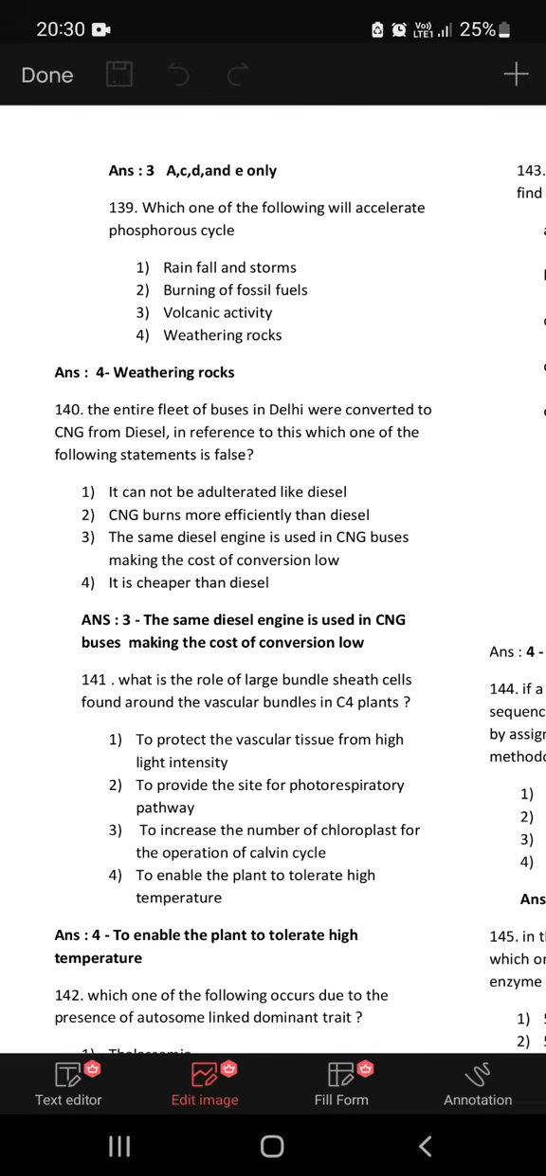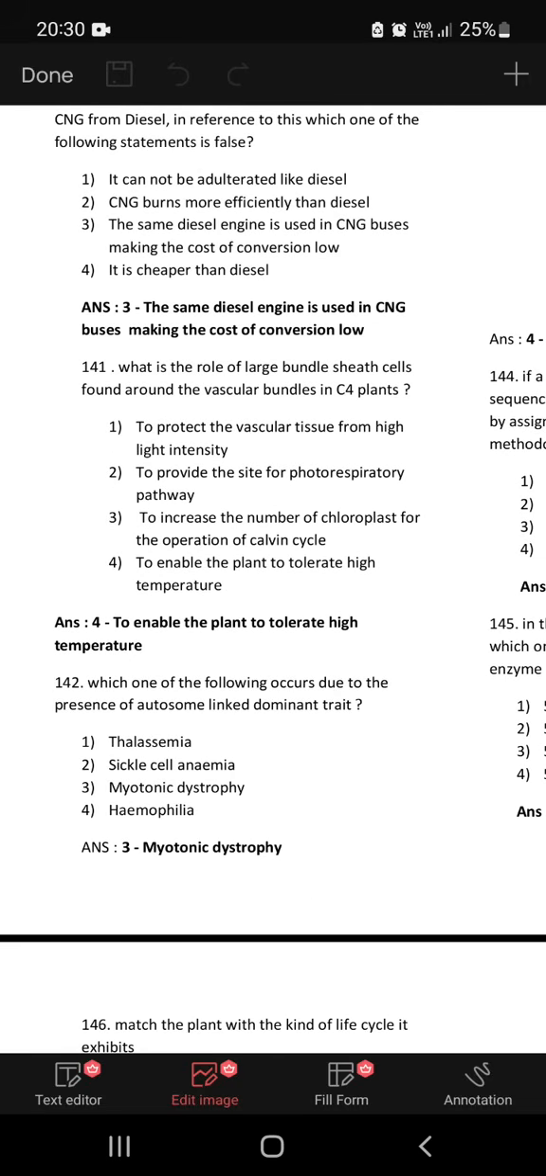So the incorrect statement is: the same diesel engine is used in CNG buses, making the cost of conversion low. That is the incorrect statement, whereas the remaining are all correct statements. So there has to be a different engine for CNG.